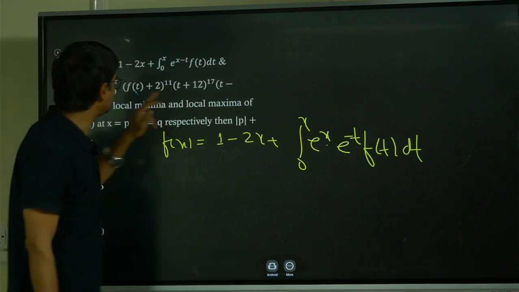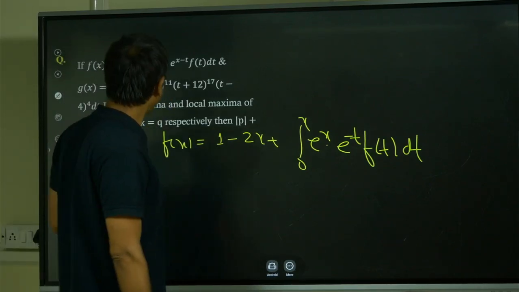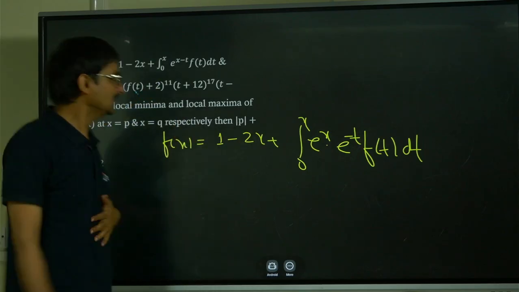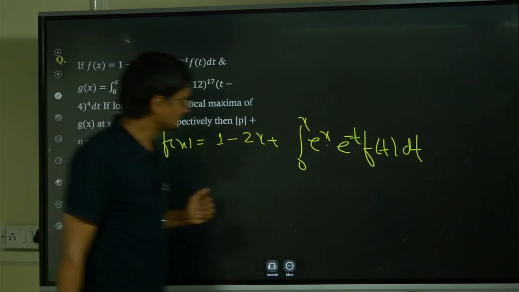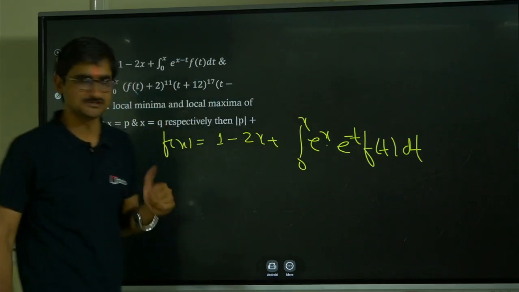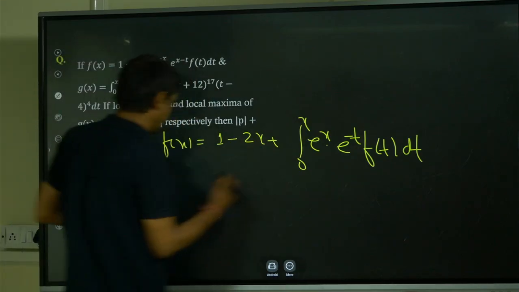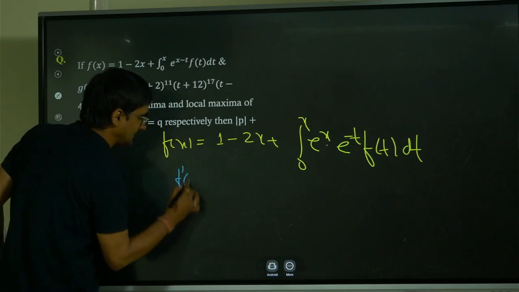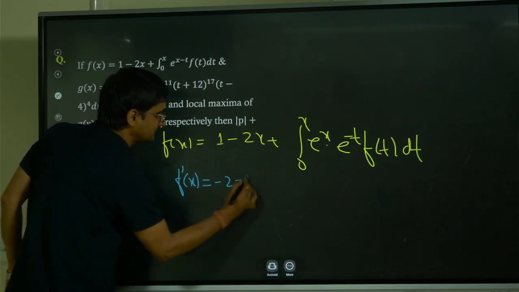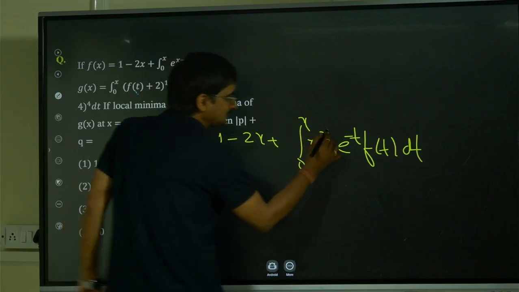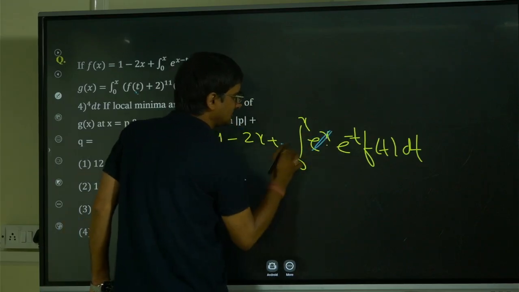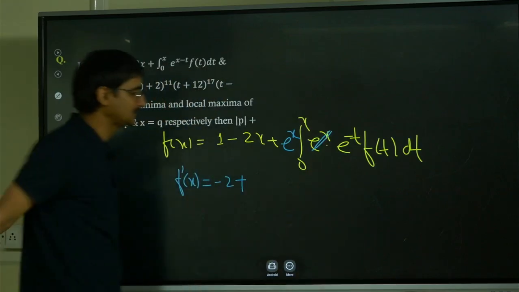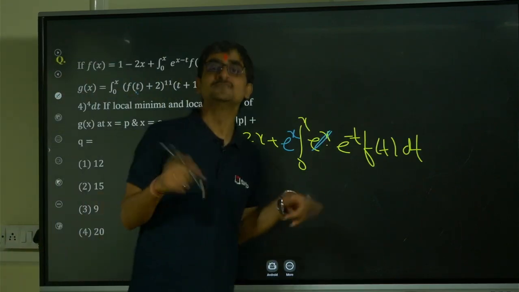For that we need f of t, so we need f of x. Now that's a question of Leibniz rule of differentiation. How to differentiate? What I will be doing is writing f dash x as -2, differentiating it. Since this is independent of t, it's a constant with respect to t, so I will take it out. Now we need to apply product rule.